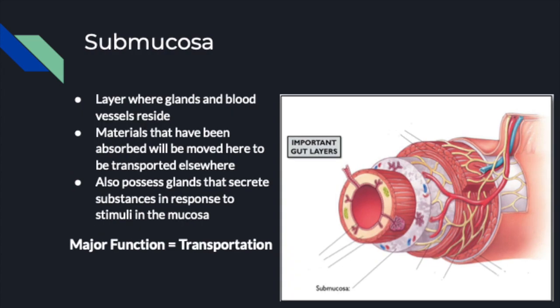The submucosal layer is where the glands and blood vessels reside. The major function of this layer is primarily transportation of absorbed materials through the mucosa, moving into the submucosa and into the blood vessels elsewhere into the body. This layer also possesses glands that secrete substances in response to stimuli presented in the mucosa layer.